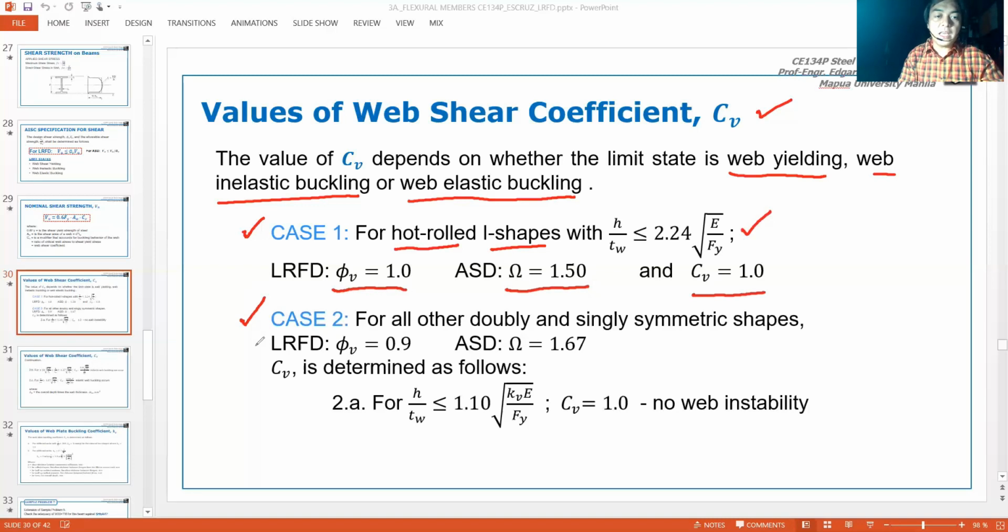So as per LRFD, resistance factor niya is 0.9, tapos yung omega niya for ASD is 1.67. Okay, so nare-reduce, ibig sabihin. Tapos yung C sub V shall be determined as the following. So yung case 2A, you have to check this equation. If it is satisfied, the C sub V would be 1.0. So meaning to say, there is no web instability in the beam. Okay, so C sub V is equal to 1 din.